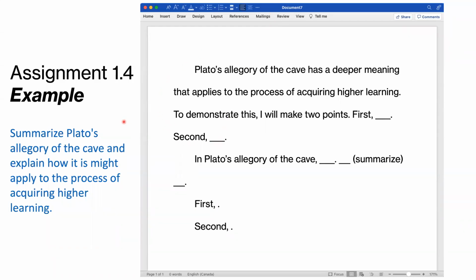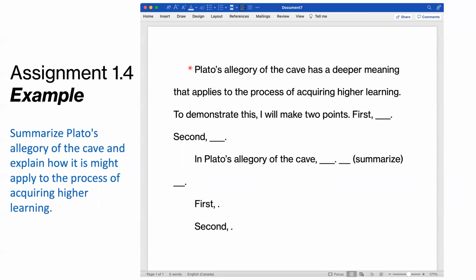So today I'll just be going through some examples from the assignments and giving you some ideas about how to write paragraphs and how to approach assignment 1.4. And here we go. This is just an example of a document, and something roughly that you could be looking at writing.